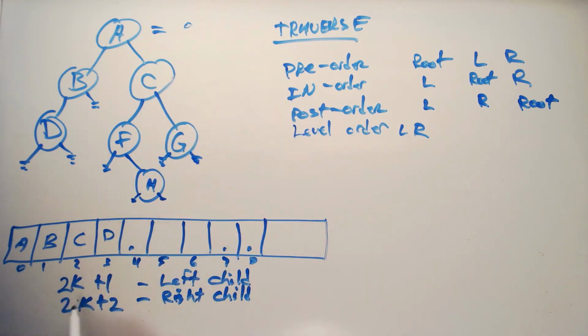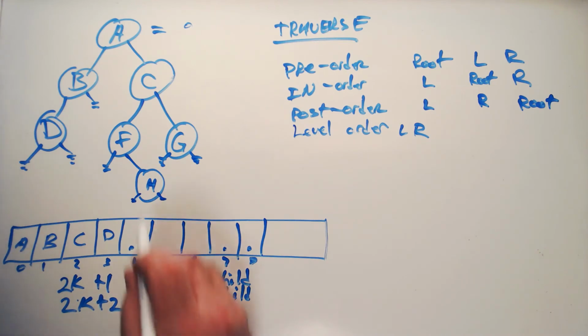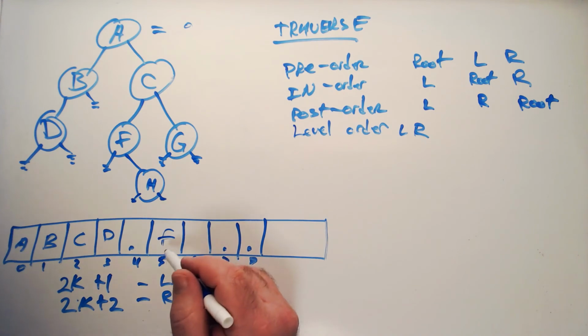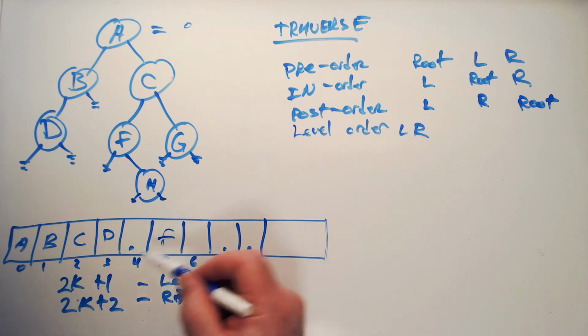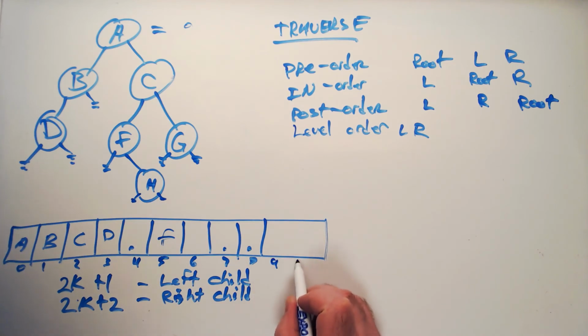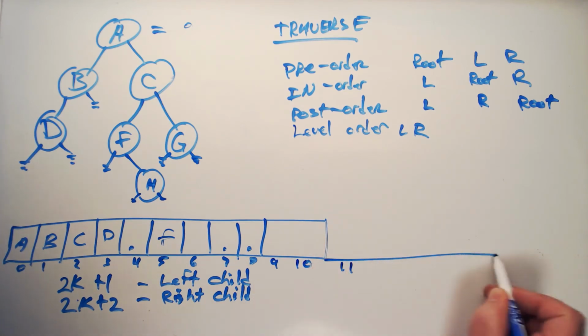Left child of C: 2 times 2 plus 1. Yes, okay. 4 plus 1 is 5. So that's where F goes, right there. F's left child, then what? It is 2 times 5, which is 10, plus 1 is 11. 9, 10, 11. Oh, you can see this might go on a little bit.